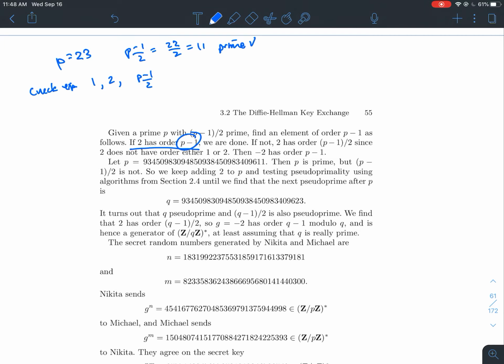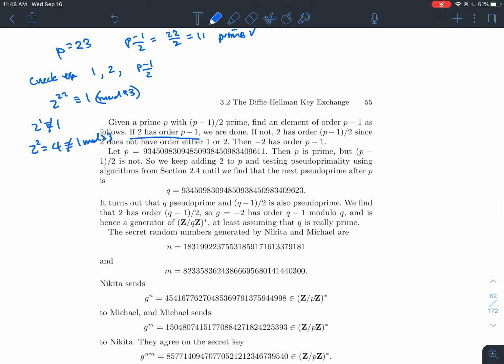p minus 1 is guaranteed to work. In other words, 2 raised to the 22nd is guaranteed to get me back to 1 mod 23. But how do I know one of these doesn't do the job before 22 does? So what you would do is check. 2 to the 1 is definitely not 1 mod 23. And 2 to the 2nd is 4, which is not 1 mod 23. The last one we need to check is (p minus 1) over 2, which is 11. And 2 to the 11th mod 23 does happen to be congruent to 1.